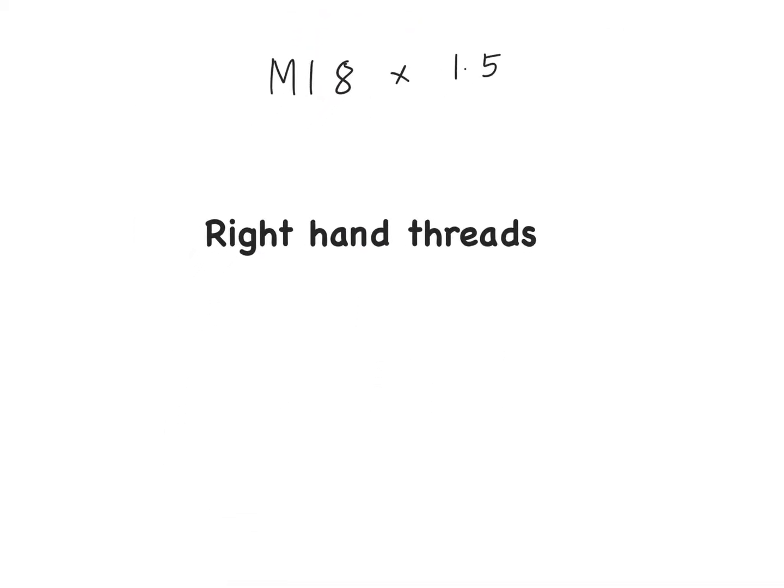Then mostly we come across right hand threads. What are right hand threads? By right hand threads, we mean that when you rotate the thread in a clockwise direction, the thread advances, or the screw advances, towards the nut or away from you. Make sense?